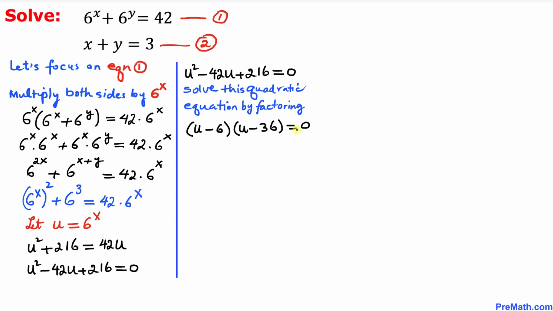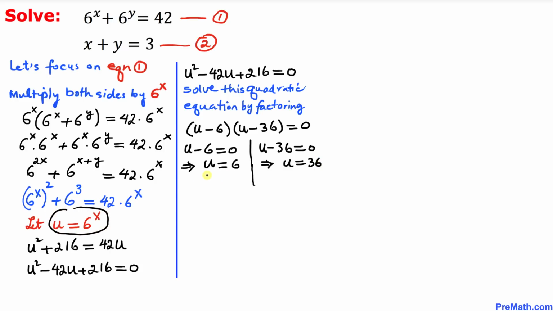And since we got these two factors equal to 0, I can separate them. I can split them up. I can say u minus 6 equal to 0 or u minus 36 equal to 0. Therefore, one value of u is 6 and the other value of u is 36. But we know that u is equal to 6 power x, so I can write 6 power x equal to, this 6 can be written as 6 power 1. Since we have the same bases, that means we can equate our exponents. So x is equal to 1.